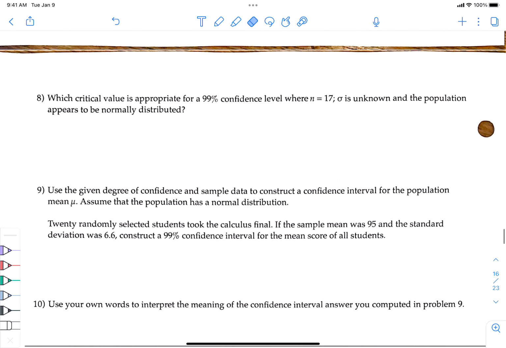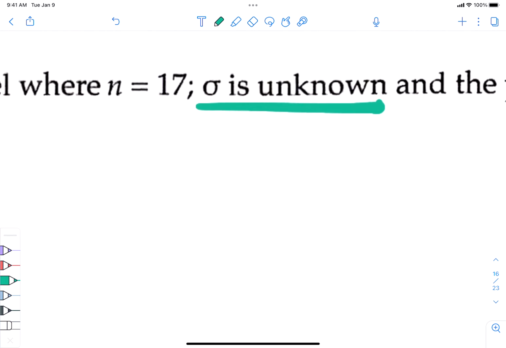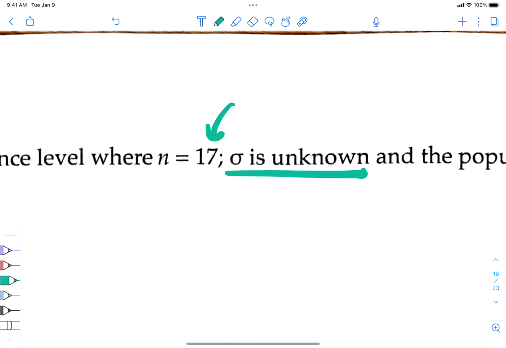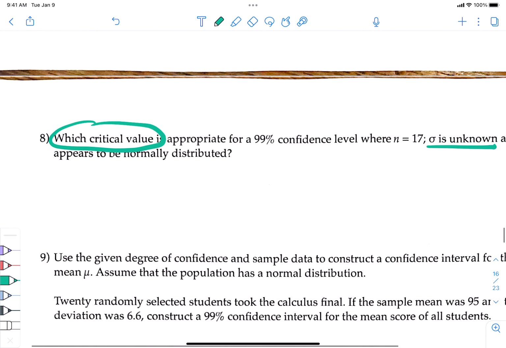Come on. Number 8. What are we doing? Number 8 is not asking you for a confidence level. Which critical value is appropriate? So they're asking you what critical value you're going to use. When they say that this is unknown, what does that mean? You're going to use T. You don't know your standard deviation. 17 is your N. It's T. So you're going to use the T chart, but they want you to actually find T. So tell me, 99%, N is 17. Tell me what T would be.